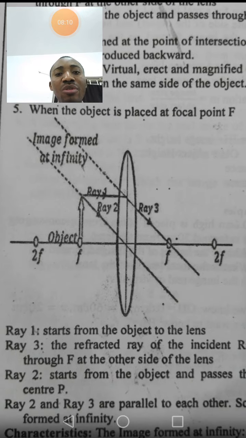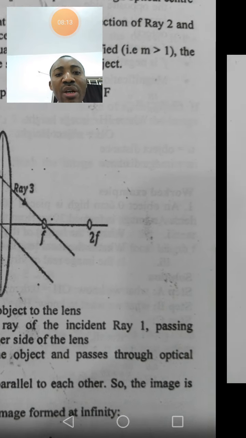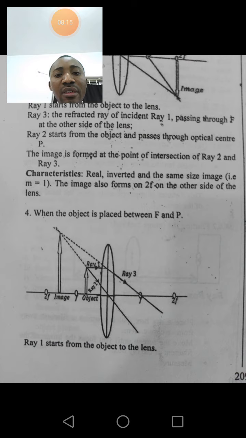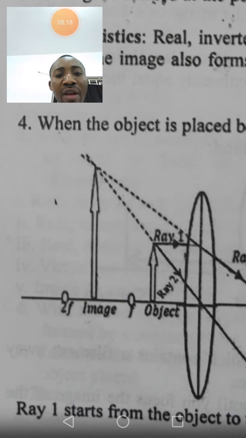Now the next position is when the object is placed between f and the optical center, between f and the lens itself. So you can see the object here. When that happens, the image will not be seen on the screen again, but you can see the image through the lens. So the image formed will be a virtual image. As you can see, the image is right behind the object. So the image here is erect and it is magnified.